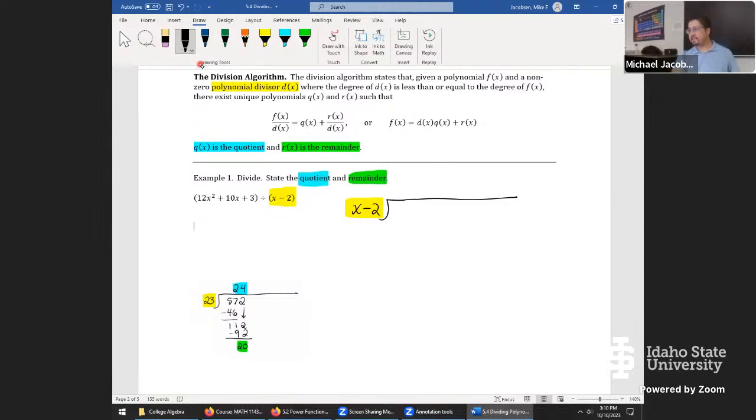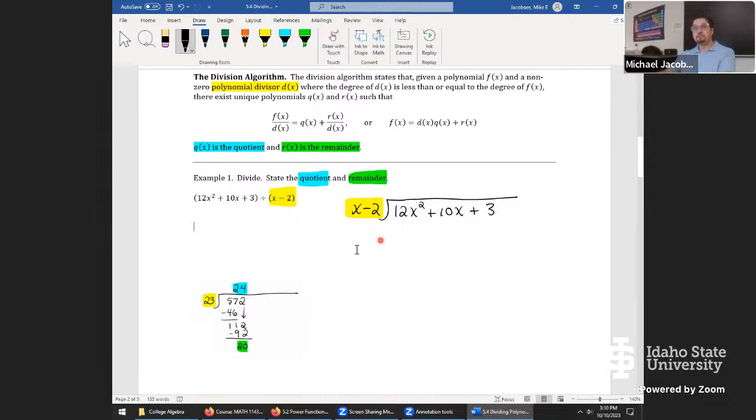Next thing, the dividend. That always sounds weird. The dividend was 572 on the prior problem. For us, it's this, 12x squared, so we'll write it in this location, plus 10x plus 3. So that goes inside, I guess you could call that the box, under the long division symbol there.